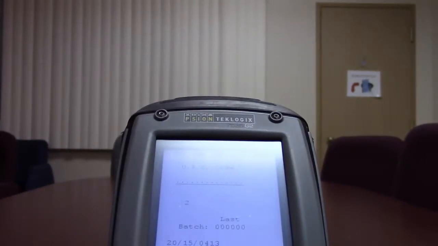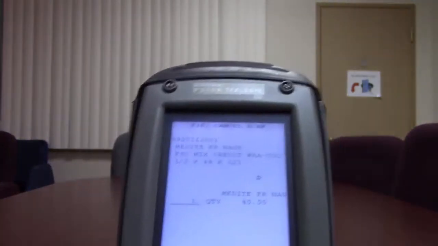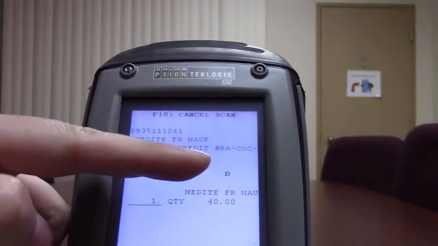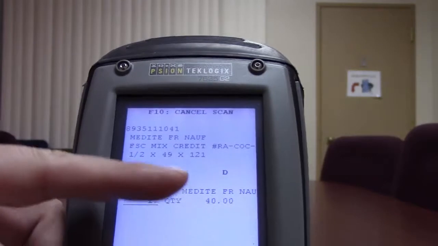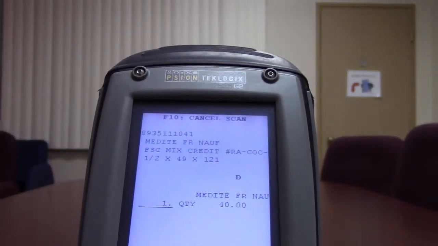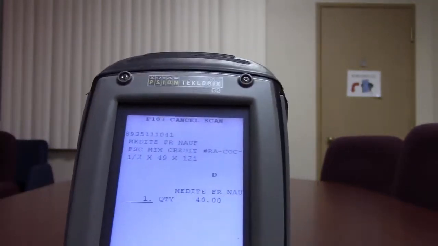You will now see that you have one item scanned in your batch. Be aware that when you're scanning, you will have a unit of measure and a factor that you have to consider when entering the quantity. In this case, you can see that the unit of measure is D and the factor is 40. You now have to enter the number of pieces that you have in front of you.